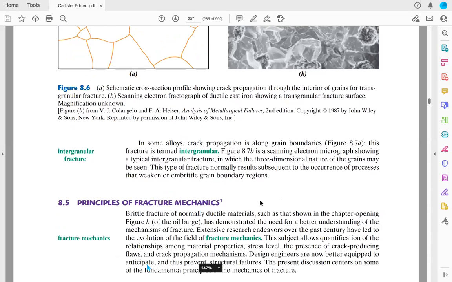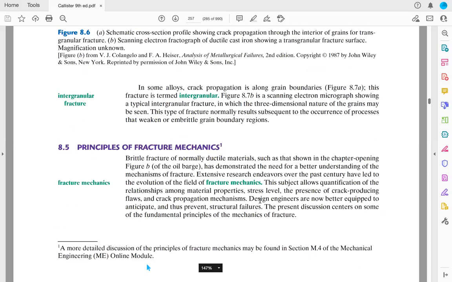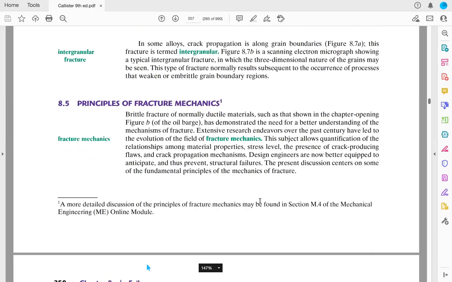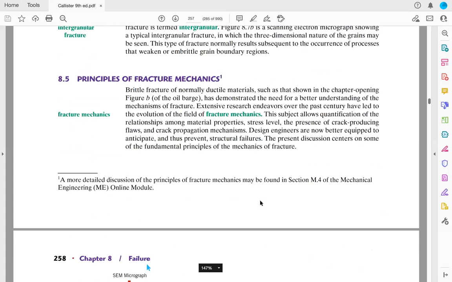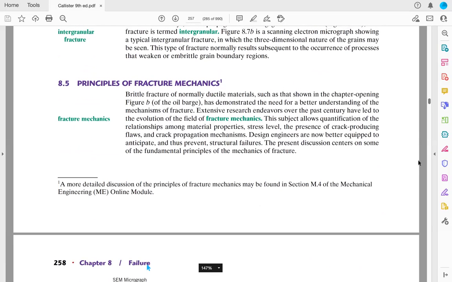So now there are two types of fracture. The first one is brittle fracture, and the second one is ductile fracture. Now let's talk about fracture mechanics. I think the video from Professor Shackelford that we watched also explains fracture mechanics to us.